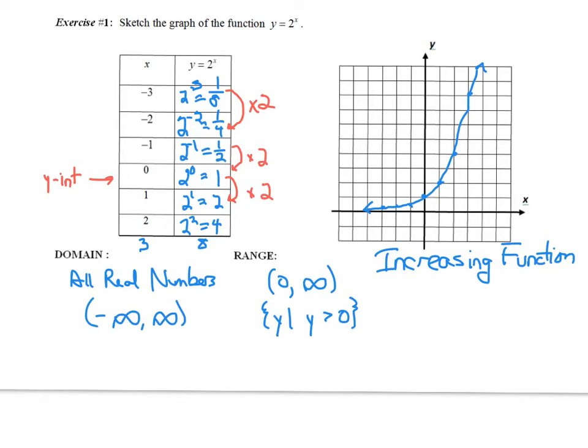Because my graph comes really close to the x-axis, but it doesn't ever touch it, I'm going to call the x-axis an asymptote for this graph. Make sure you spell that correctly. An asymptote is a line on a graph that the graph comes very close to, but it doesn't ever touch.